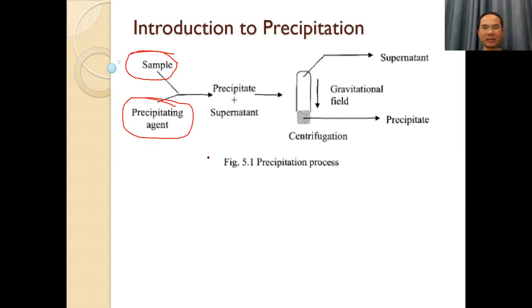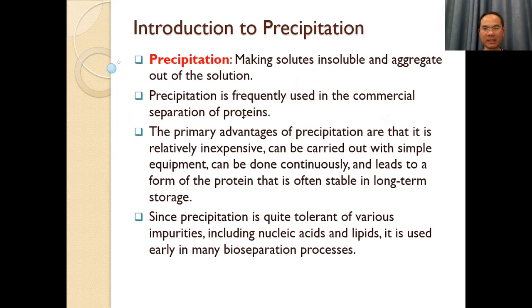Right. After the separation, we get two phases, liquid and solid. The precipitate is the solid phase, and the supernatant is the liquid phase. In the liquid phase, there is also some amount of solute still dissolved in the solvent. Then we use a gravitational field, centrifugation, or filtration to separate solid from liquid for the next step.